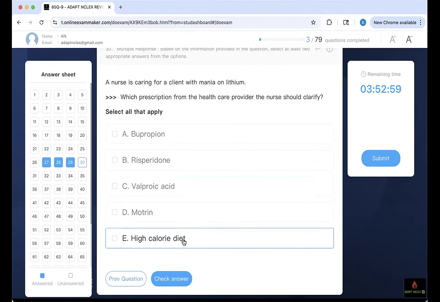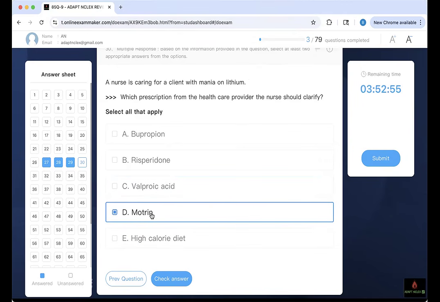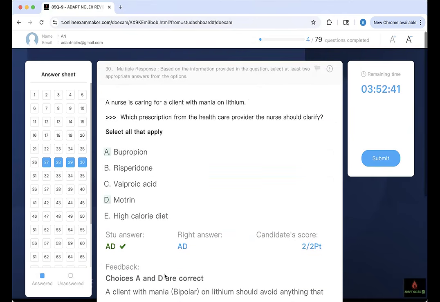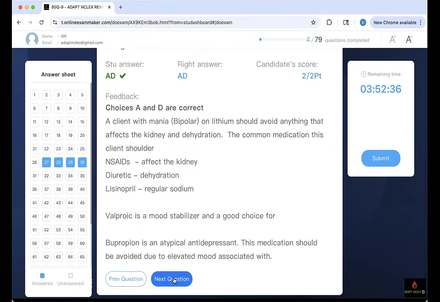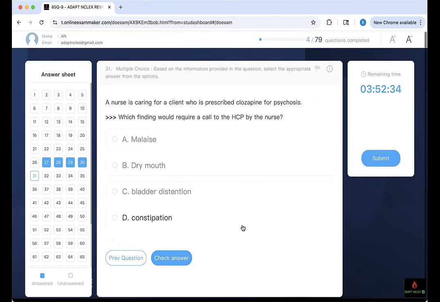That's good. We should not do anything that will affect your kidney. I'm going to question Motrin. Valproic acid is an anti-epileptic. It can be used for mania. Risperidone is an antipsychotic. It can be used for mania. Bupropion will make you more agitated. Therefore, a mania patient should not take it. Those are the ones we question. Those are the answer choices. A bipolar patient should avoid this.